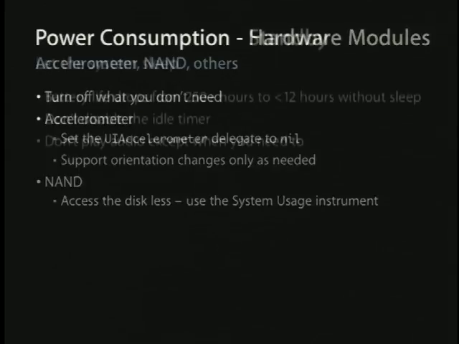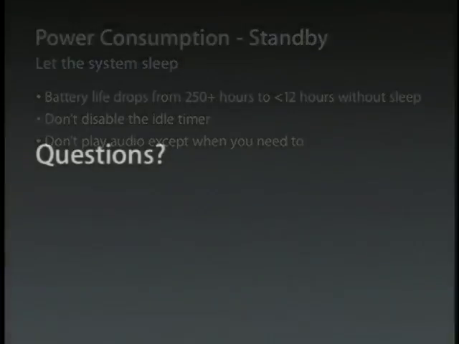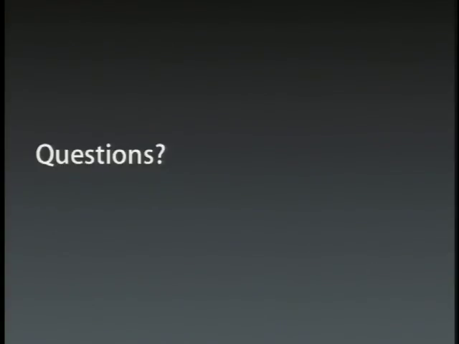And accelerometer, setting the delegate to nil. Letting the system sleep we already talked about. So we're about out of time, so that's about it, unless anyone's got any other questions.